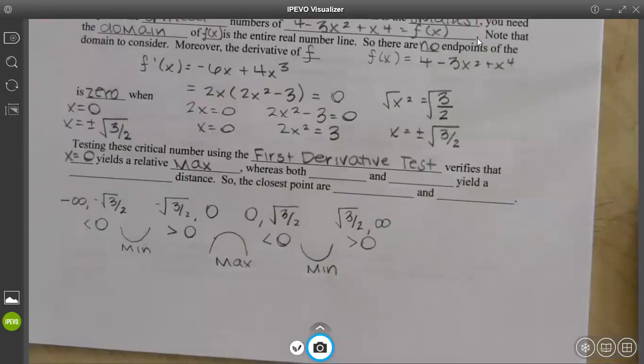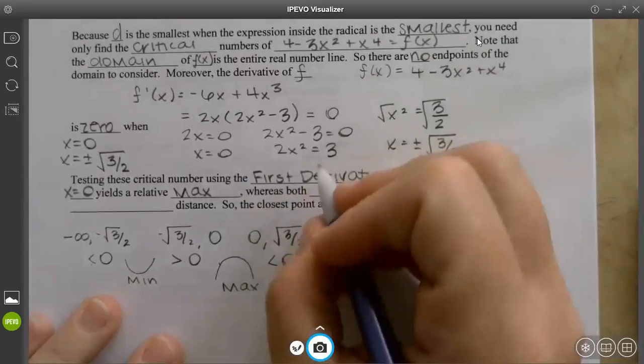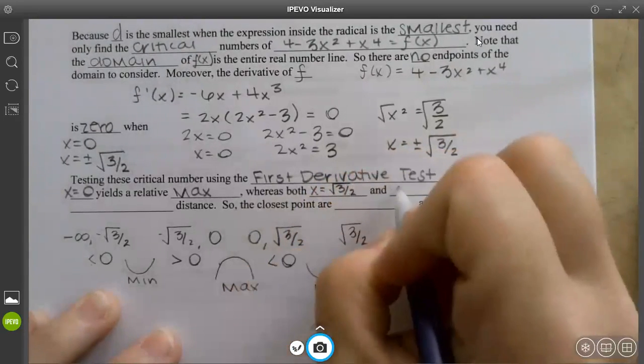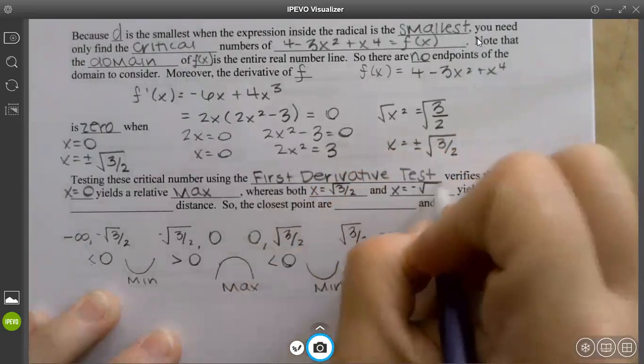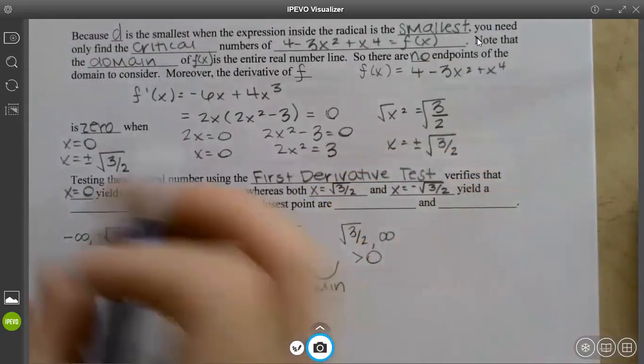All right. So that verifies that x equals 0 yields a relative max. Sorry, y'all that are recording, I apologize that I had to do that. I forgot I was recording. Whereas both, I don't even know where the pencil is now. Sorry, y'all. Square root of 3 over 2 and negative square root of 3 over 2 yield a minimum distance.